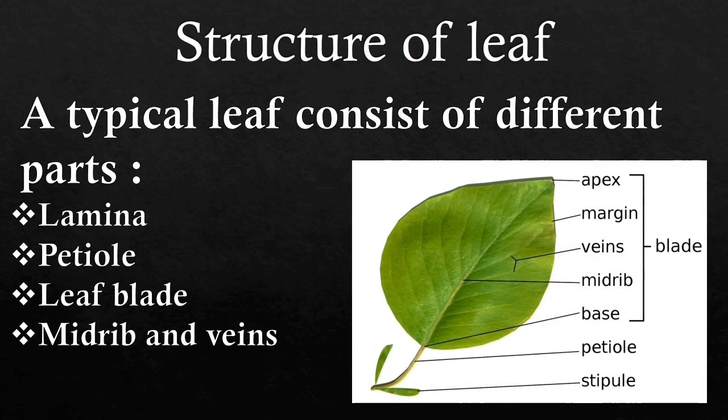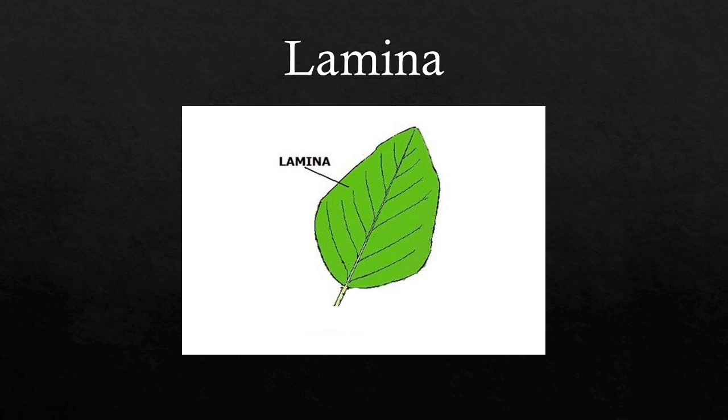Structure of a leaf. A typical leaf consists of different parts: lamina, petiole, leaf blade, midrib and veins. Lamina. The green, flat and expanded part of the leaf is called lamina. It is also called leaf blade.